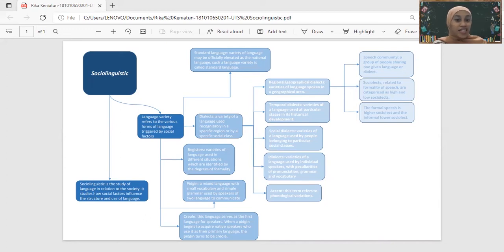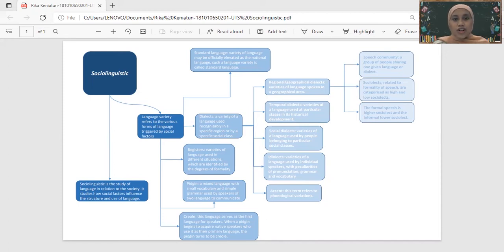So the next one is registers. Varieties of language used in different situations, which are identified by the degrees of formality. The next is pidgin, a mixed language with a small vocabulary and simple grammar used by speakers of two languages to communicate. And then the last one of the social factors is Creole. This language serves as the first language for speakers. When a pidgin begins to acquire native speakers who use it as their primary language, the pidgin turns into Creole.